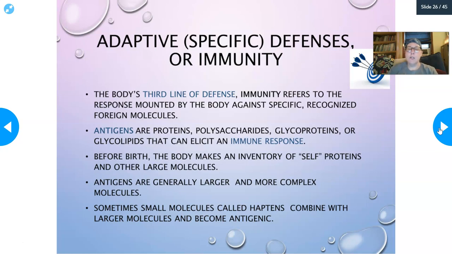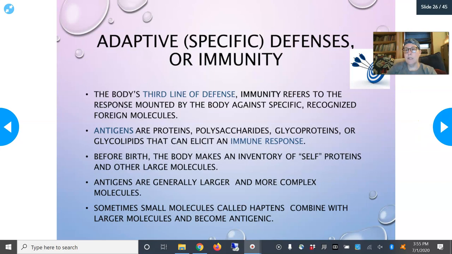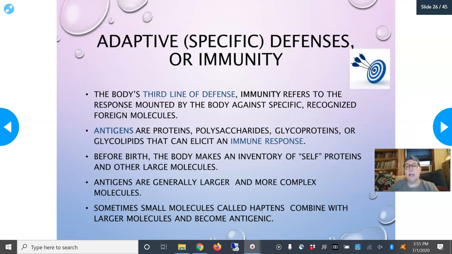And then let's go into our adaptive or specific defenses, or what we refer to as immunity. Your third line of defense, if a pathogen has managed to make it through the first and second line, refers to the response mounted by the body against specific recognized foreign molecules, and that is immunity. The antigens are proteins, polysaccharides, glycoproteins, or glycolipids that can elicit an immune response. So an antigen is a molecule that an antibody can be made to.